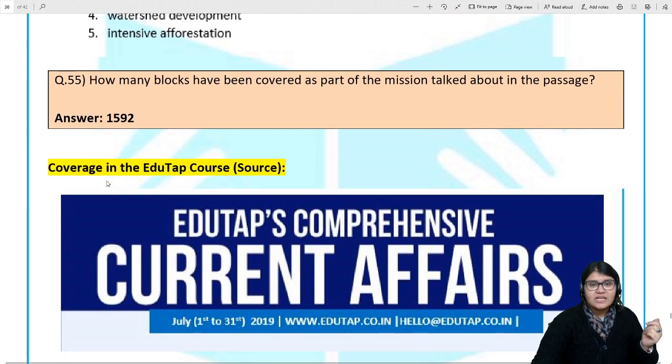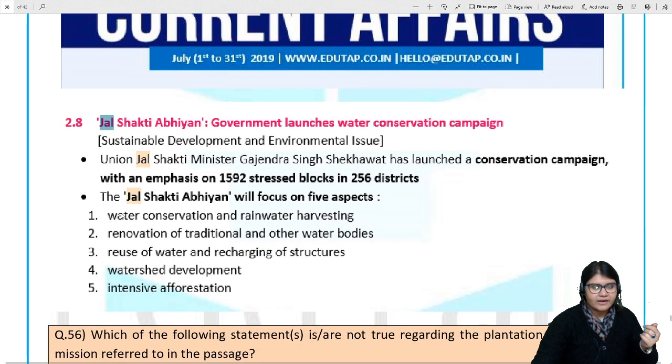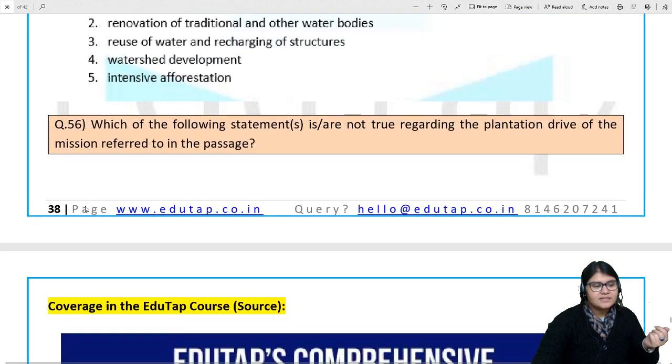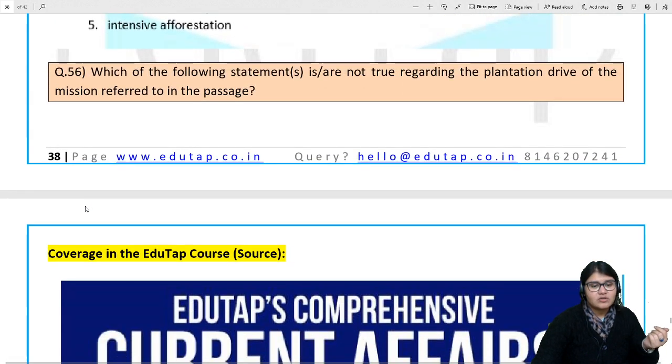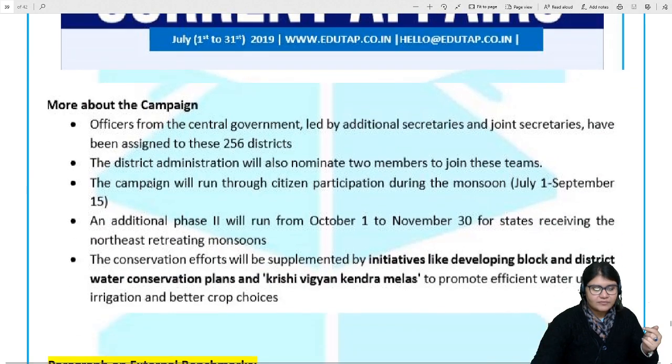How many blocks have been covered as part of the mission talked about in the passage? It is 1592. So this was again covered in the same news article that we are referring to. So here it is stressed that it's a conservation campaign, and it puts emphasis on 1592 stressed blocks in 256 districts. Next, which of the following statements is or are not true regarding the plantation drive of the mission referred to in the passage? So the answer was probably planting those trees which absorb moisture. I think that was the correct answer. I'm not very sure. So this was covered again in the July monthly current affairs magazine.